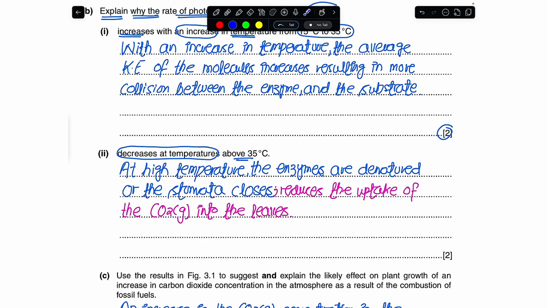And the other valid point could be that with such a high temperature, the loss of water by transpiration would be more. So the plants would try to reduce the loss of water, so they would close up the stomata, and by that the CO2 uptake would be reduced. And this is how you would score a total of 2 marks.